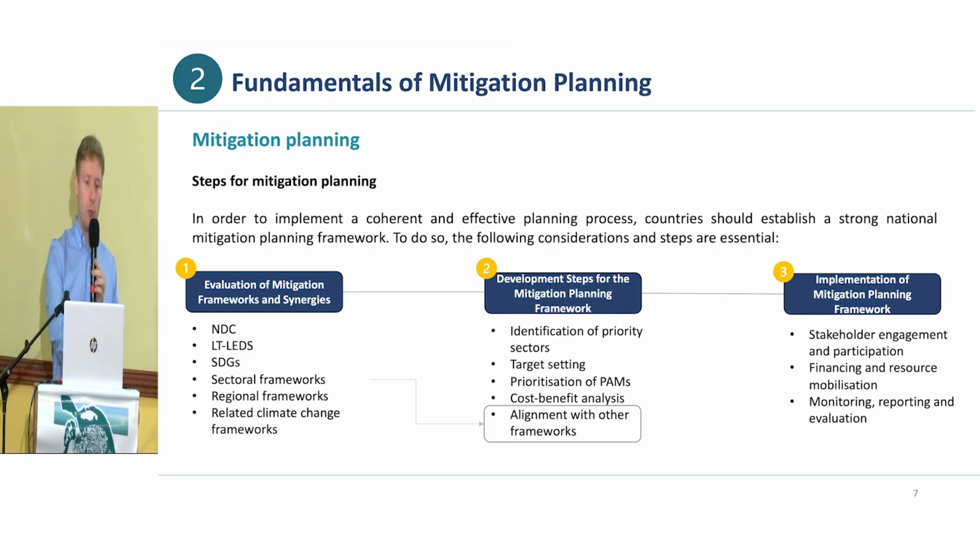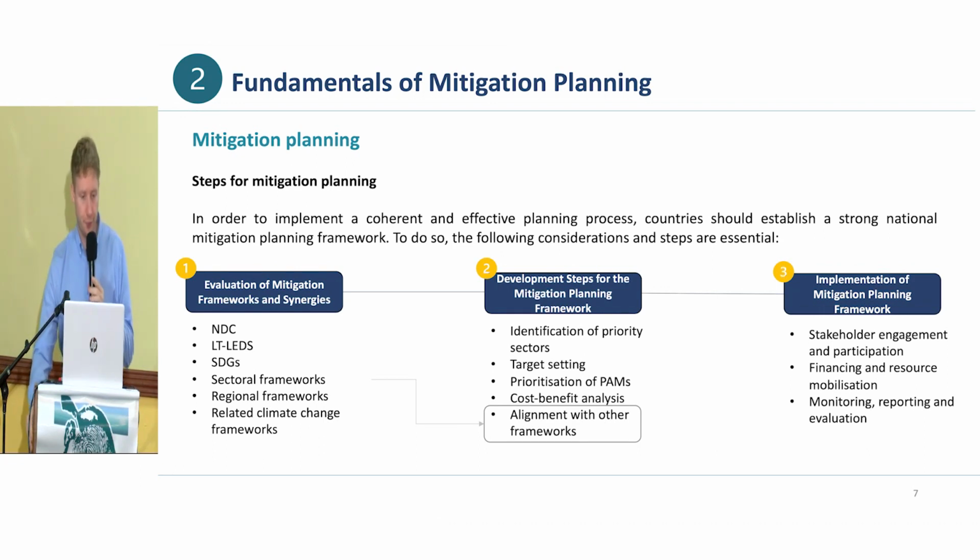Then we have sectoral frameworks, a transport sector strategy, a tourism strategy. We need to look at regional frameworks, right? Here, CARICOM, for instance. And related climate change frameworks, such as national adaptation plans and so forth, which need to be aligned. So all of this is in the first phase: we need to look at what sort of strategies and frameworks we employ, and where we can find mitigation approaches, where we can find potential opportunities for mitigation to then formalize in our key national strategies.